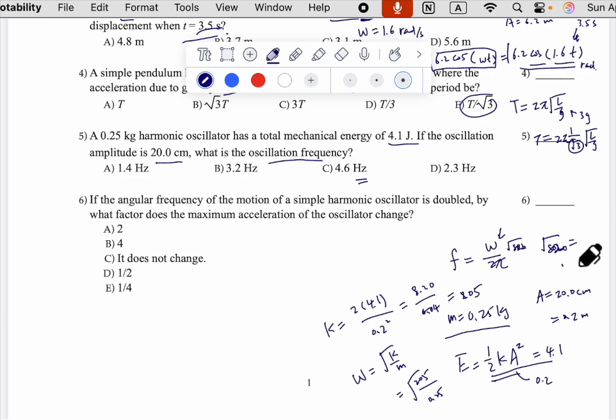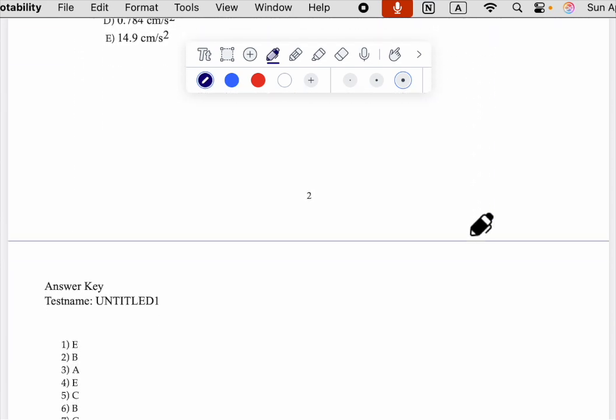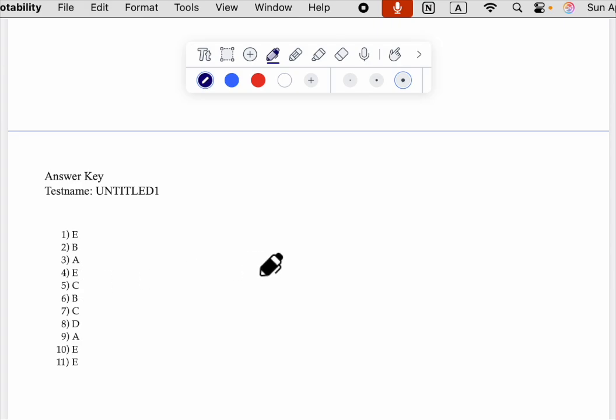Square root of this one equals... 20 squared is 400, 25 squared is 625, 30 squared is 900. So roughly 28. Then 28 divided by 2 pi equals 14 divided by pi. Pi is 3.14, so it will be about 4. Maybe 4.6, yeah, maybe. Let me see the answer. Number 5, it's about C.